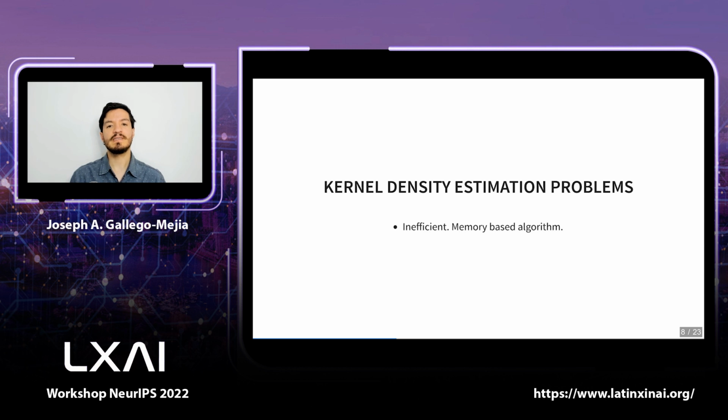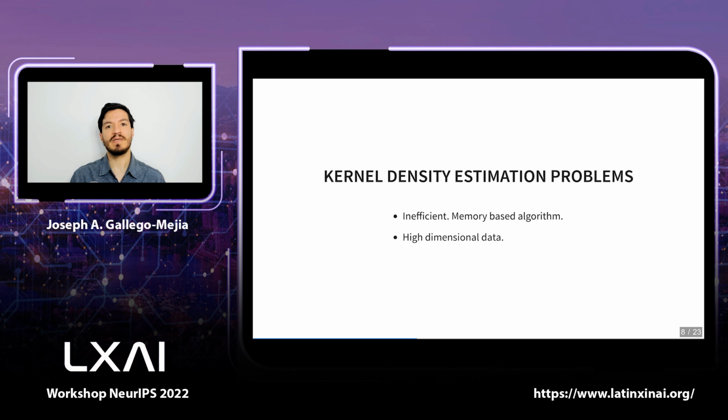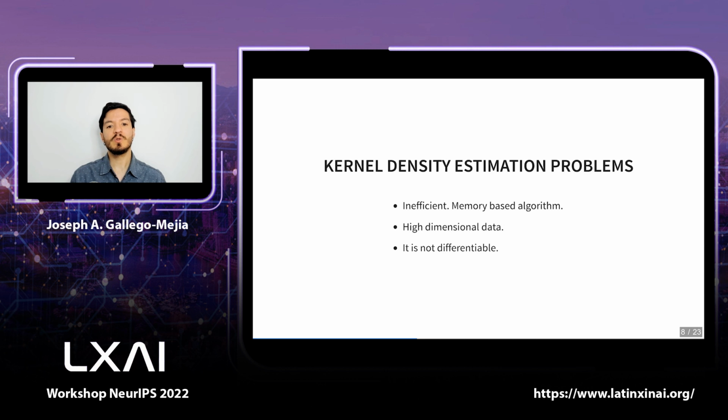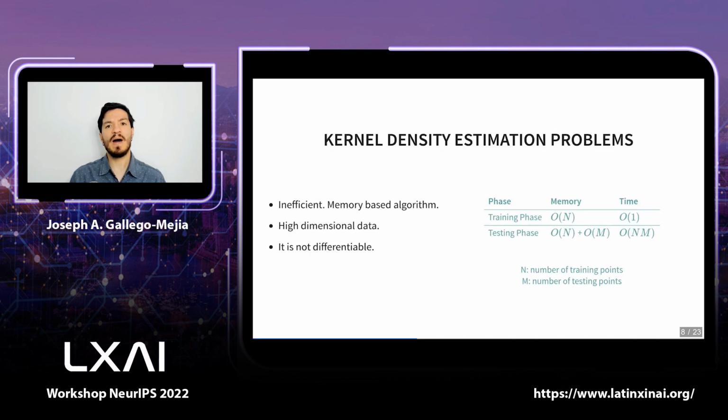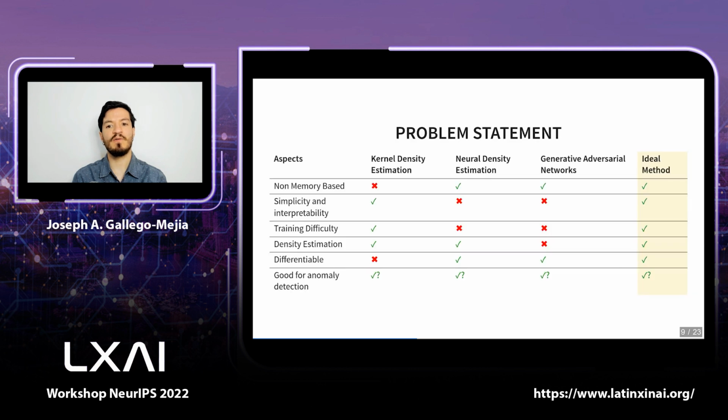However, kernel density estimation has several problems. The first one is that it is an inefficient algorithm because it needs to store every training data point in the training phase. Besides, it is not designed to deal with high-dimensional data. And moreover, it is not designed to be differentiable, so it cannot be combined with deep learning methods. Because of that, its efficiency is linear in terms of the training data points.